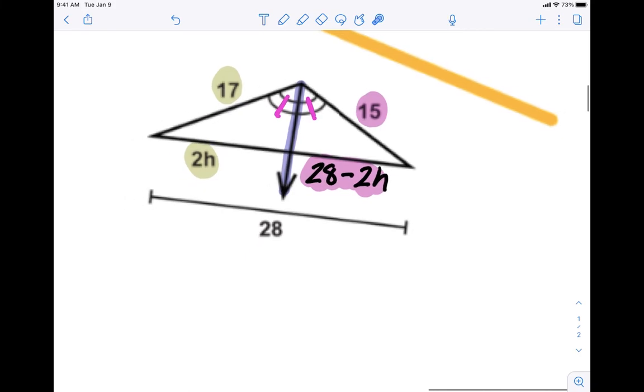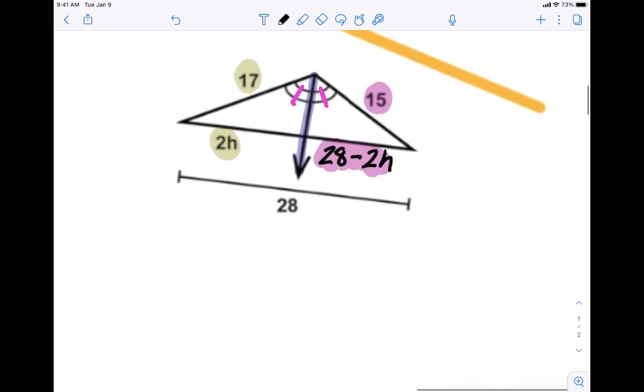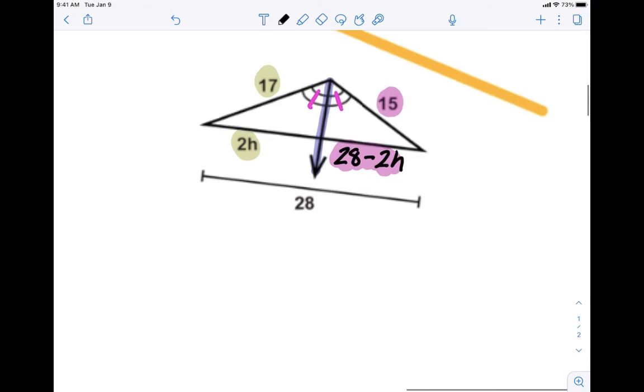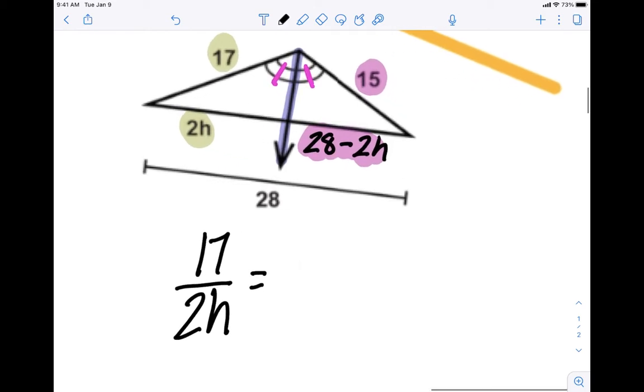So now let's set up the proportions just like we did before. Okay, so green goes with green, 17 goes with 2h. Okay, 17 over 2h. Nope, not 24, 2h. I think I was writing an h backwards, flipped upside down. Have you noticed that? An h upside down could be a 4, right? Anyway, equals the purple over 15 over 28 minus 2h.